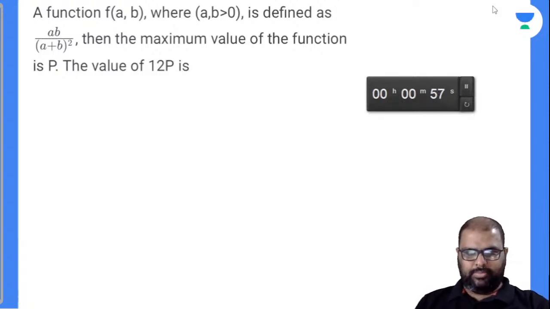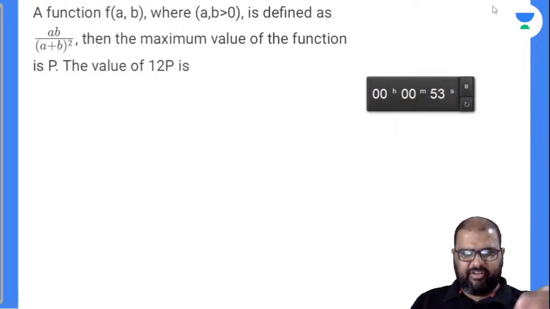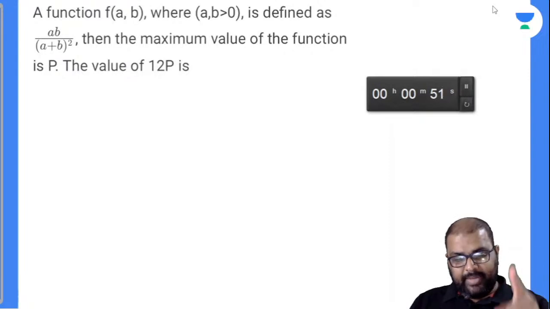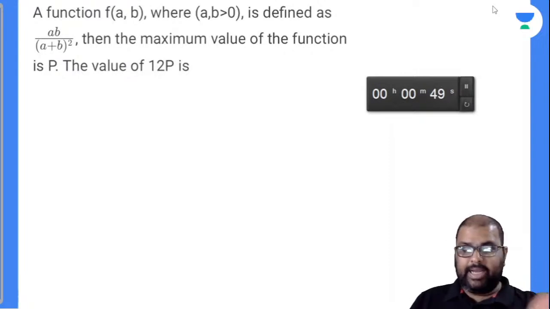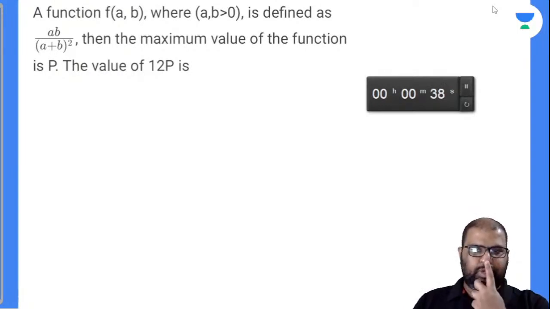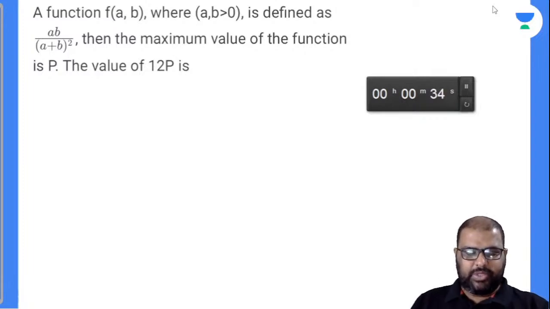One minute more. Aram se think it. A function f(a, b), where a and b are greater than 0, meaning a and b are not negative and not 0, is defined as ab by (a plus b) whole square. Then the maximum value of the function is p. Find the value of 12p. So you are asked to find out the maximum value of the function.